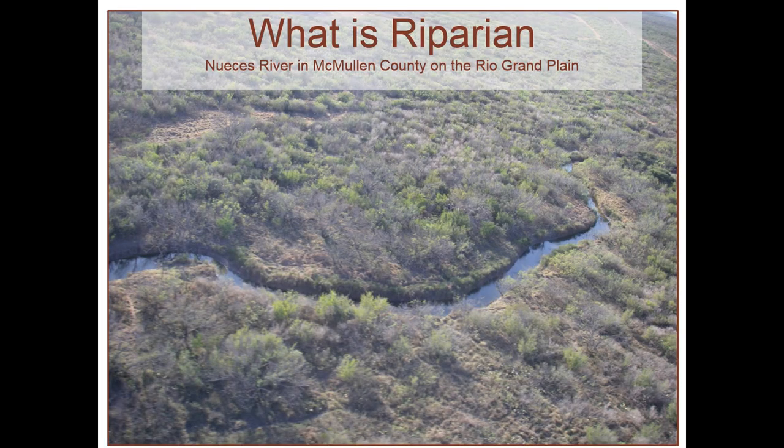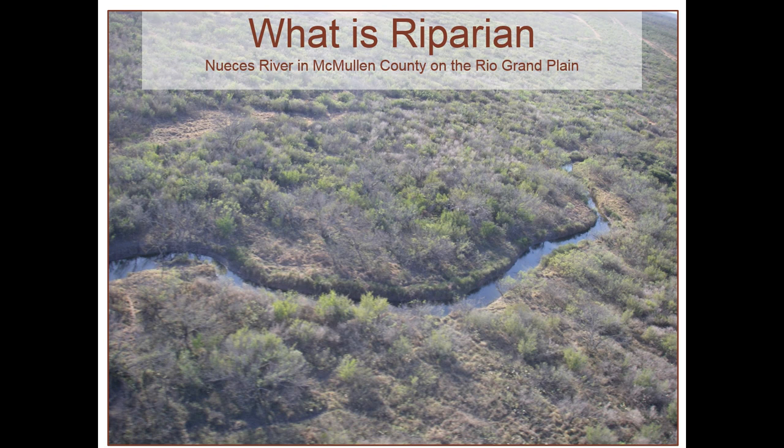On the Rio Grande Plain, riparian areas often contain some of the same vegetation that you might find in the uplands. Mesquite and huisache, both classified as UPL or upland plants, are common, but they're also sometimes found growing in close proximity to riparian grasses and sedges.